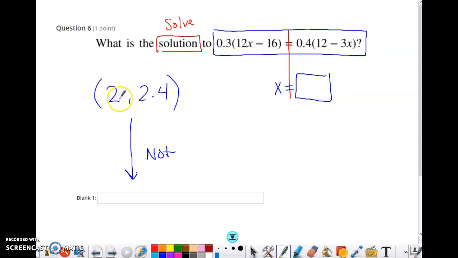Well, if I look at here, this is my X, this is my Y. I only want the X. So my answer is just the 2, not the 2 comma 2.4, not the 2.4. So right here where it says blank, my answer is just a 2. Not X equals, not Y equals, just 2. Okay?